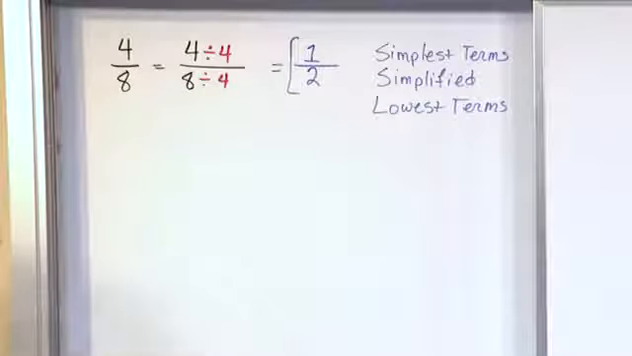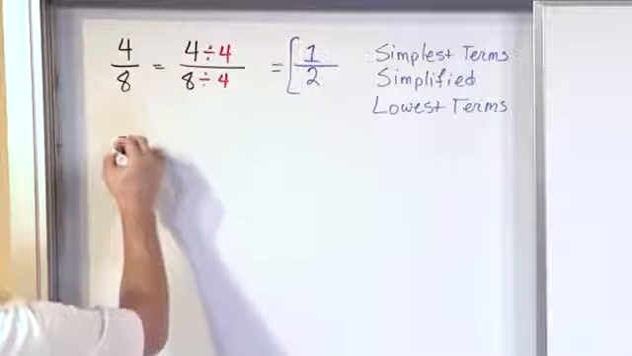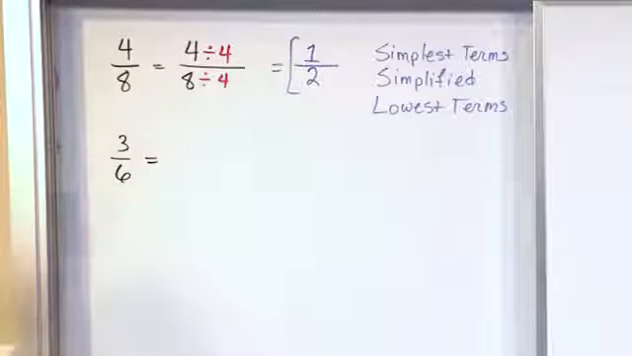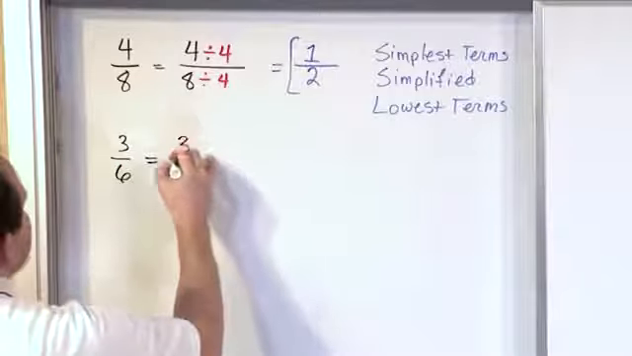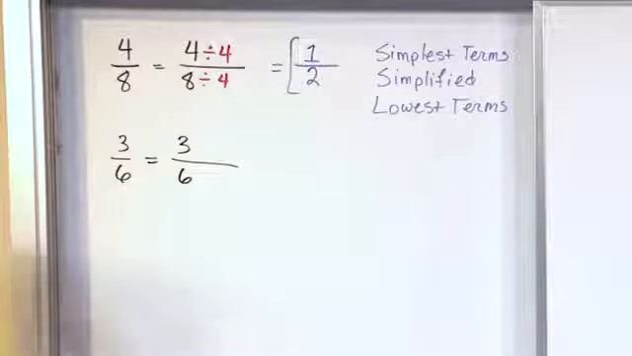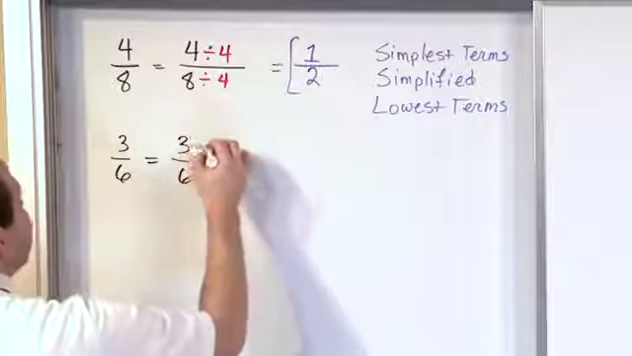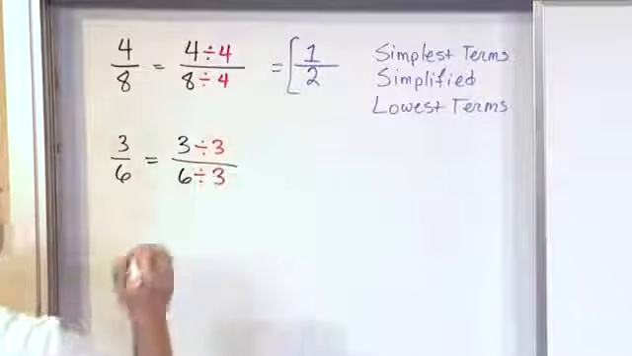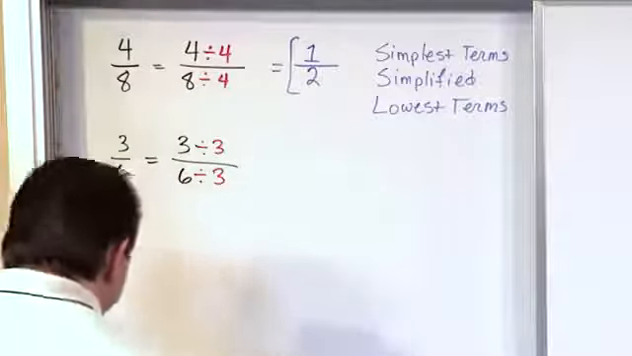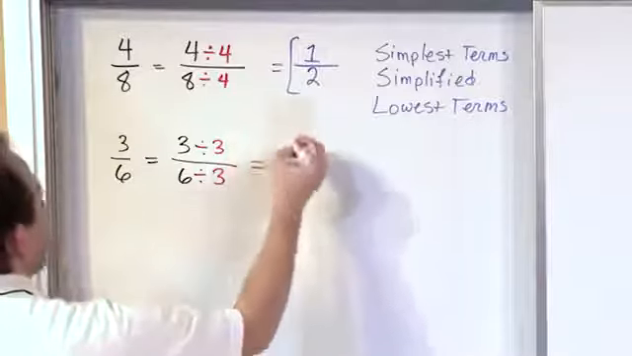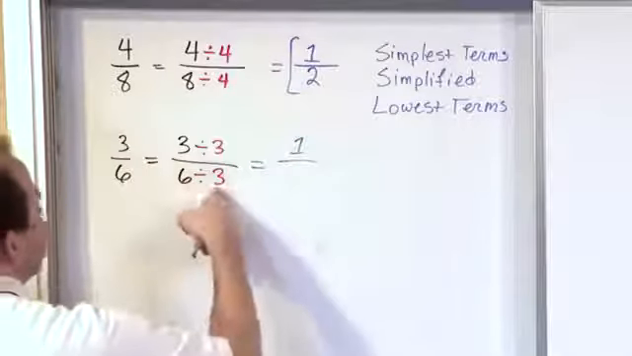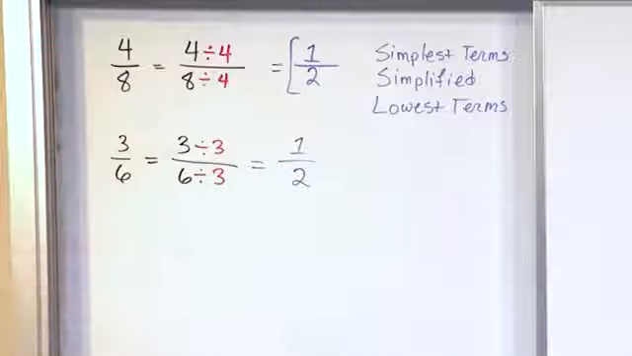So let me do a couple more examples and then we'll just talk a little bit more about how important this is. Let's say we have the fraction 3/6 and I want to make it into lowest terms or simplify this fraction. So I'll rewrite it and I'll ask myself, is there something that I can divide the top and also the bottom of this fraction by to make it simpler? And the answer is yes, I can. I can divide by 3 on the top, then I also have to divide by 3 on the bottom. And when I do that, 3 divided by 3 on the top is just 1. 6 divided by 3 on the bottom is just 2. So this, again, is simplified or lowest terms.